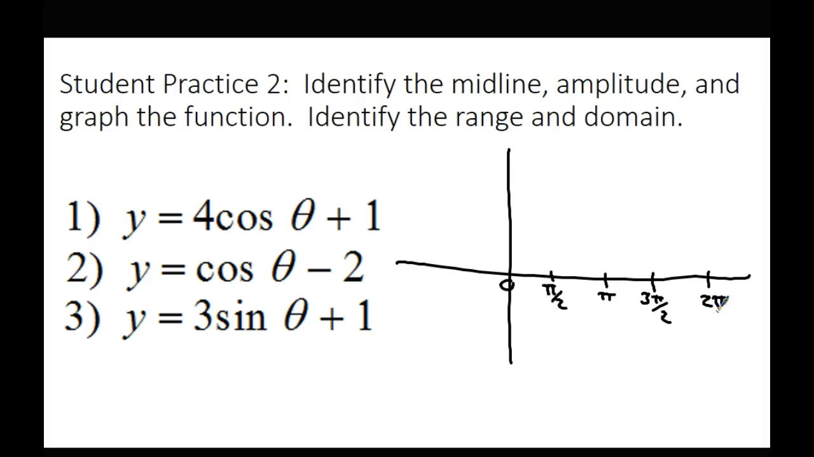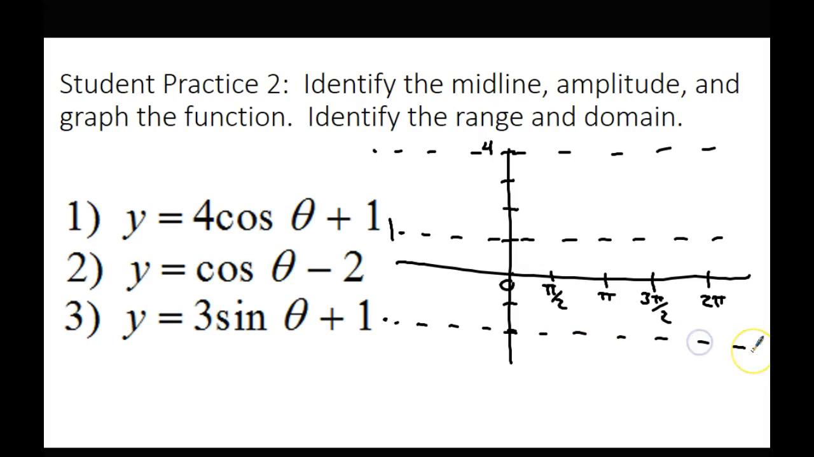So Eric, where's the midline for this one? Cool. So we're going to have a horizontal line at 1. Tavier, what's the amplitude on number 3? 3. Yep. So that means I'm going to go up 3 from there, which puts me at 4. And then I'm going to go down 3, which puts me at -2. So it goes from 4 to -2.